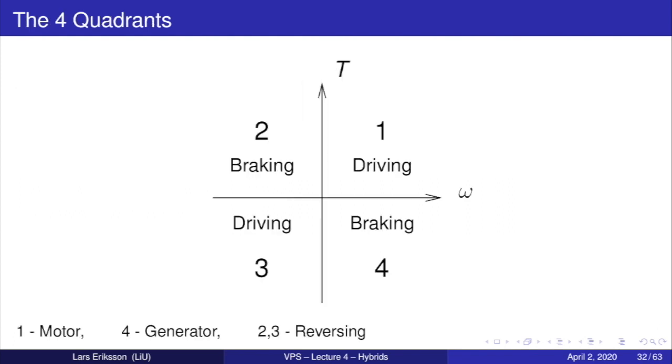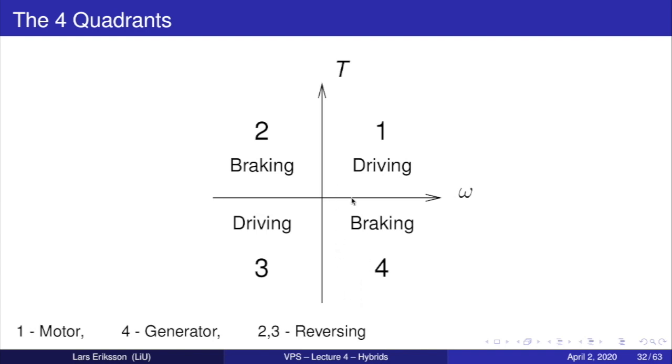When we talk about electric machines, we have 4 different quadrants where we are operating. The normal quadrant is up here where we have positive angular velocity and we have positive torque. That means that we are driving the vehicle forward with the electric machine. If we have negative torque, that means that we are braking.